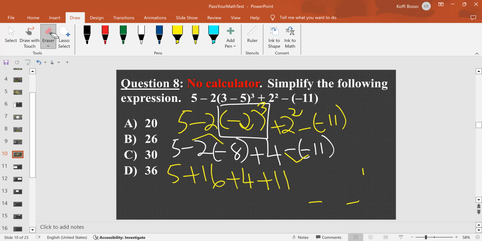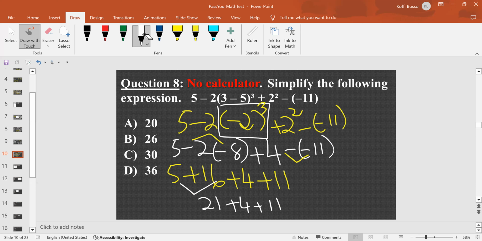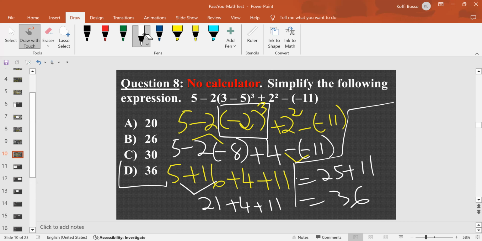Okay, now the next thing is to add all these numbers. So look, if you add the 5 to 16, you get 21, plus 4 plus 11. 21 plus 4 is going to be 25. So this will be 25 plus 11, and that gives you 36. Therefore, the correct choice is D.